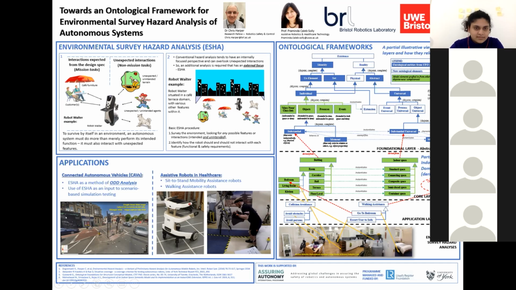Summarize. Yeah, I think we've done. Yeah. So please check out the poster, the paper in the program, and I'll be in the poster session afterwards. Okay, thank you, Chris.